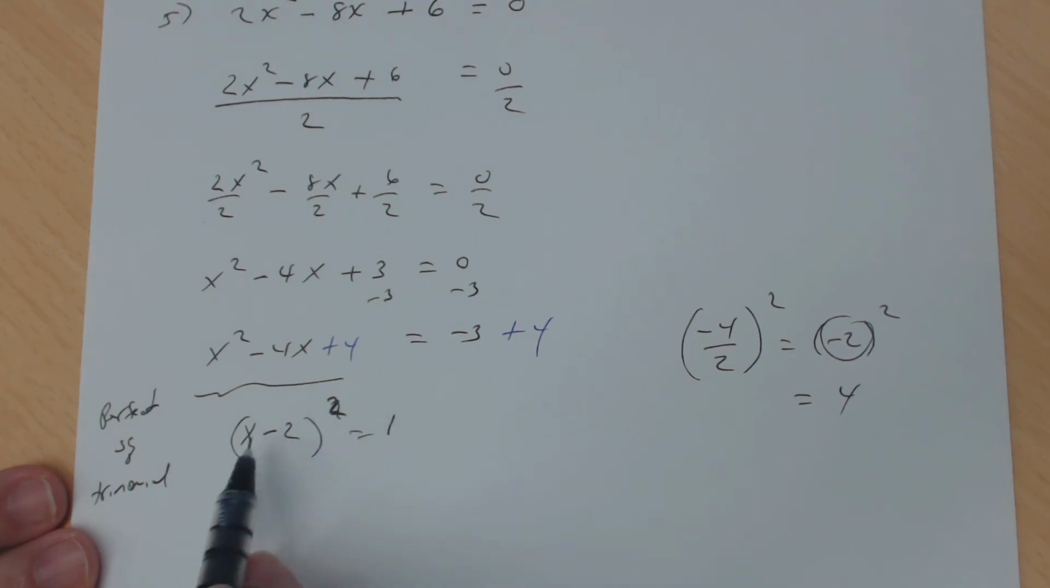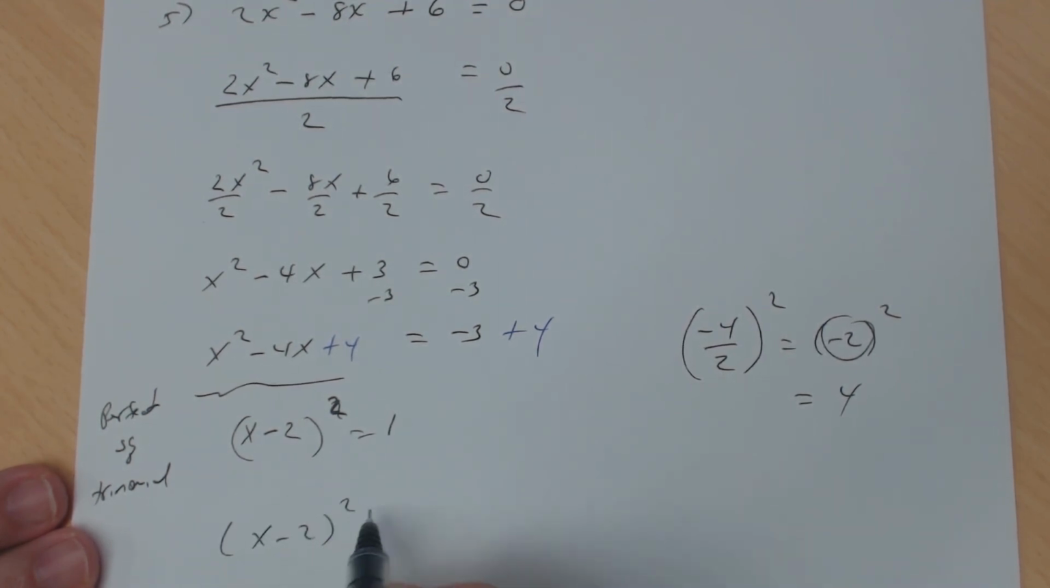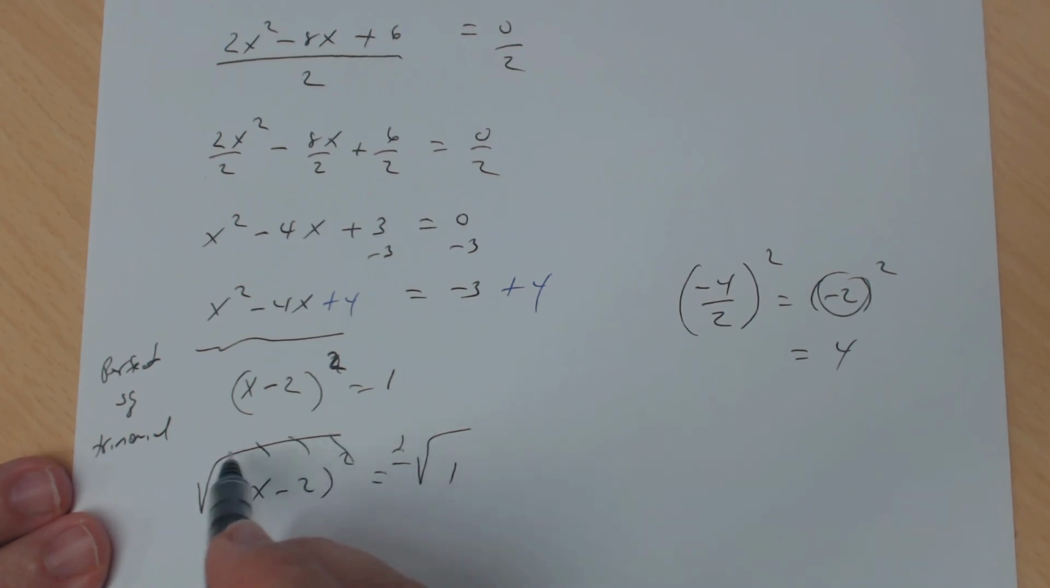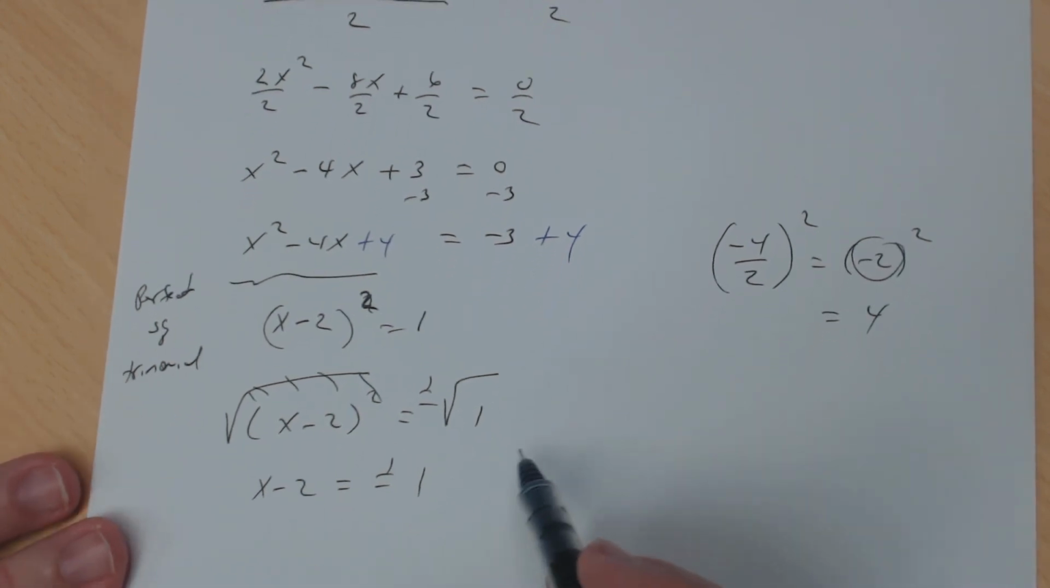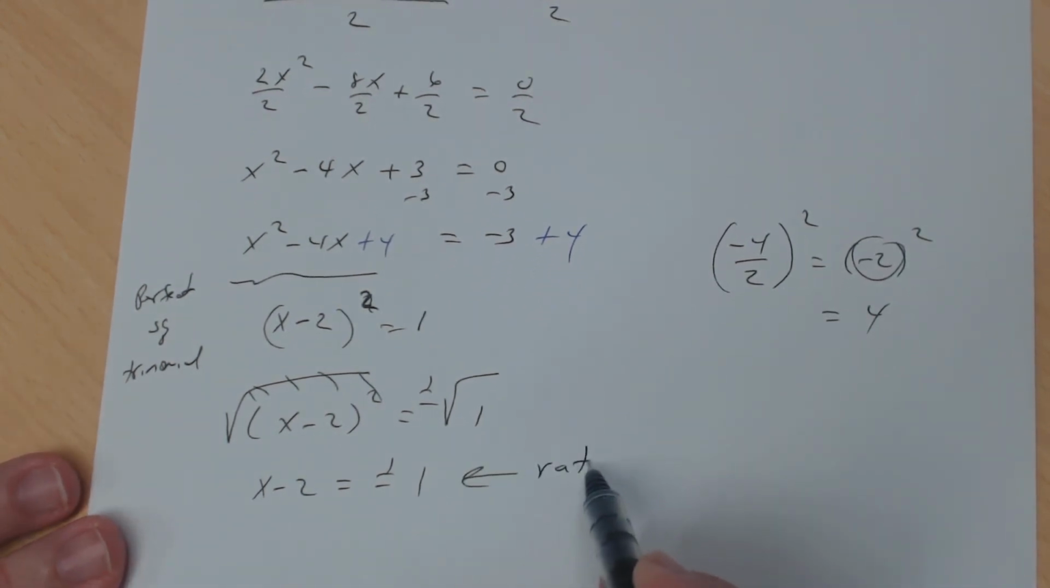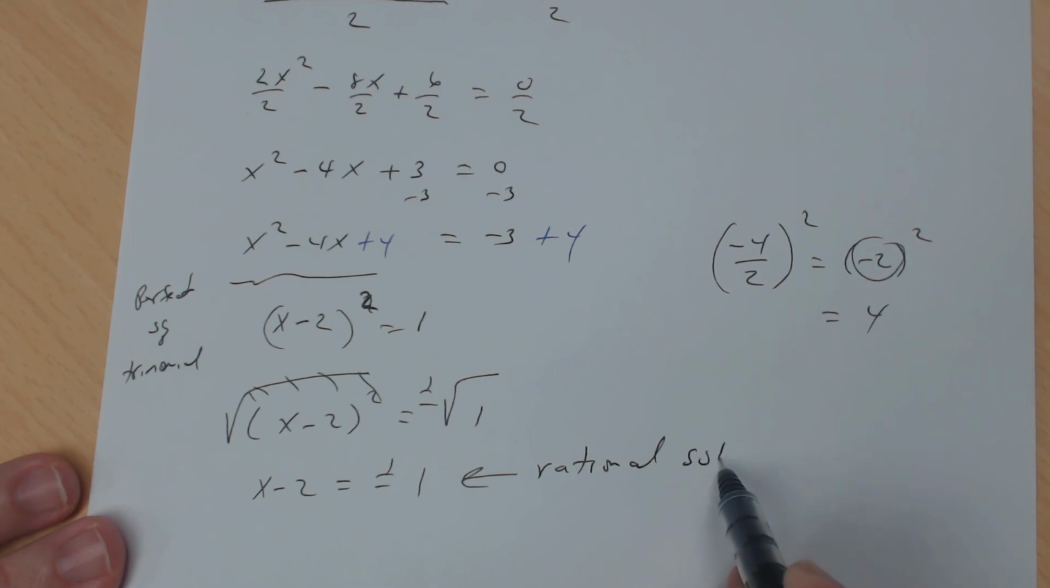All right, so now this is the form where I can use the square root property. So I'm going to go ahead and rewrite this. I'm going to take the square root of both sides, plus or minus. Don't forget the plus or minus. The square and the square root undo each other. So I get x minus 2 equals plus or minus the square root of 1, which is 1. Remember, I no longer have a square root, so these are rational solutions.